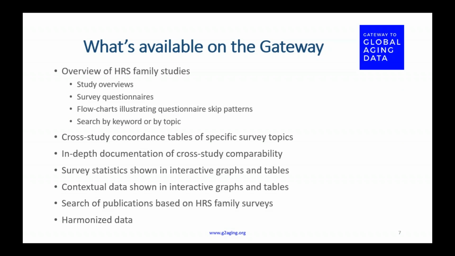So what's available on the Gateway? We'll walk through all of these in more detail, but the Gateway includes an overview of all of the HRS family studies. We've built a study overview to give you information about each study. We've got survey questionnaires for each survey that is part of each study. We've built flowcharts which illustrate survey skip patterns. And we also built an intelligent keyword and topic search. If you're interested in doing cross-study comparisons, we've built cross-study concordance tables for specific survey topics. And we've written some in-depth documentation of cross-study comparability for certain topics.